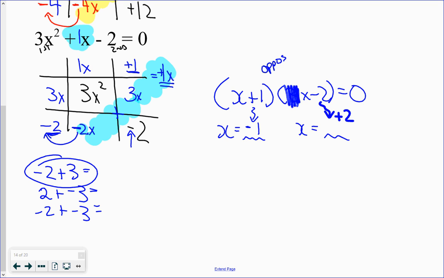Okay, but there's a change here. x is being timesed by 3. So what's the opposite of timesing by 3? Dividing by 3. So my x-intercepts are at negative 1 and positive 2/3. Okay, so that is solving by factoring. Now, of all the algebra that we do in this course, solving by factoring is probably the biggest carryover skill that you need for 30-2.